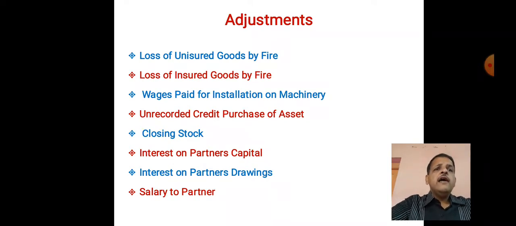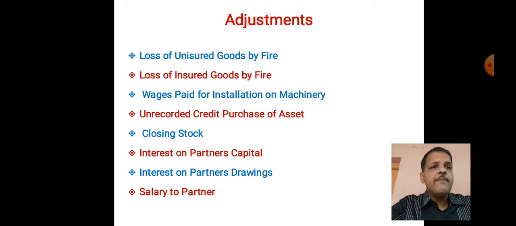Then next adjustment is salary to partner. Now when we are giving salary to partner, we have to show it on debit side of profit and loss appropriation account, and second effect, definitely we have to add it in the capital or current account of partner on liability side of balance sheet.